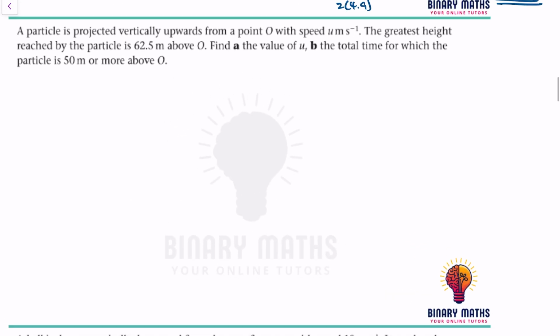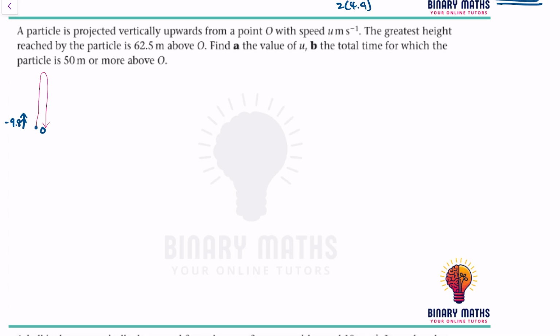A particle is projected vertically upwards from point O with speed u meters per second. The greatest height reached by the particle is 62.5 meters above O. Okay, so somewhere we have a particle which is projected from O, which means it goes up and then back. Positive direction is up, but acceleration will be negative 9.8 because it's acting in the opposite direction.